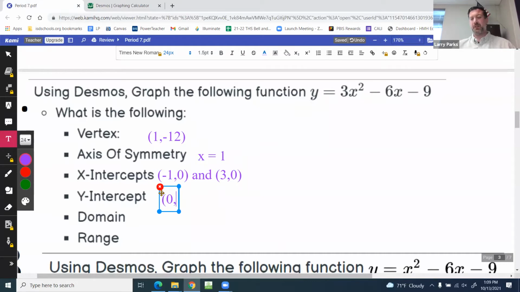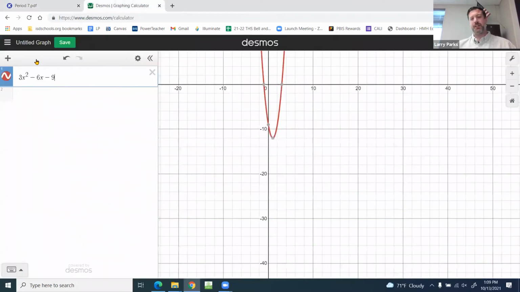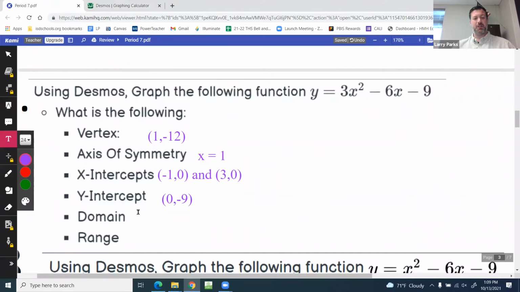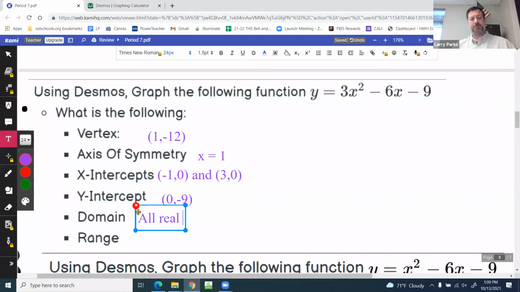Domain, when you have a parabola and it's x squared, the domain will always be all real numbers because this is going to go to the left forever, that goes to the right. So domain is all real numbers. Now your range is always going to be y is less than or equal to or greater than or equal to, depending on if this opens up or down. The 3 says it opens up. So I know I'm going to have a minimum. So it's going to be all the values from this value and up. So it's going to be y is bigger than or equal to whatever that value is.